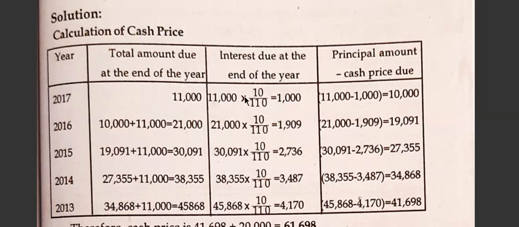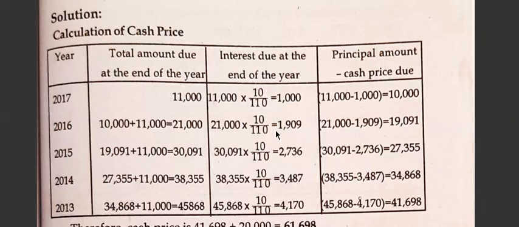So you will get interest. Interest is included in this, so you have to find out interest like this. You will get 1,000. What is the principal amount then? 11,000 minus 1,000, 10,000 is the principal amount. Now 2016. What is the amount to be paid for the 2 years? We have to bring the 10,000 here plus the 2016 installment, that is 11,000. So 10,000 plus 11,000 is 21,000.